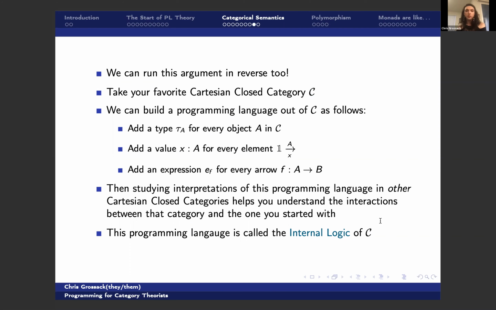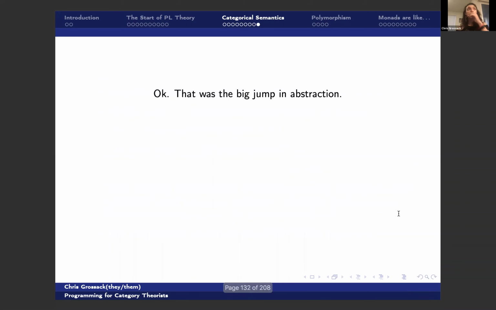And for any category, you can build a Cartesian closed logic, or for any category, you can build an internal logic in a very similar way. And the kinds of programming languages that you get correspond to the structure on C in a similar way, but dual to the way we discussed earlier.